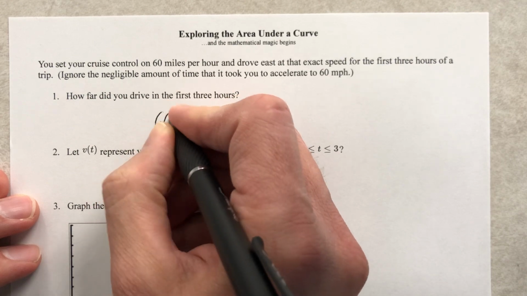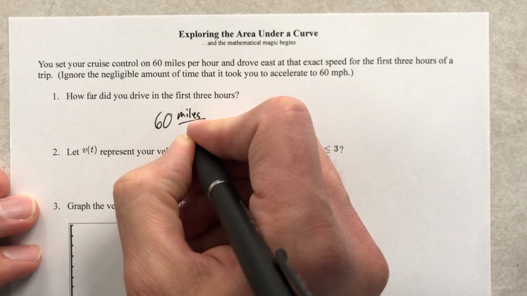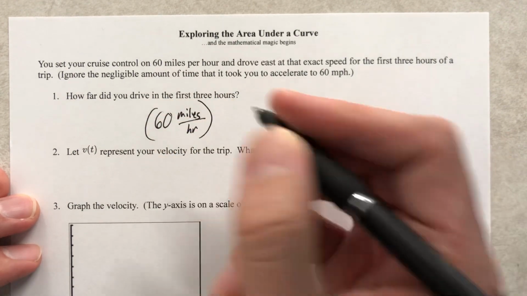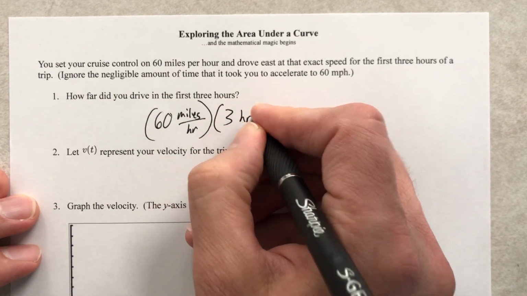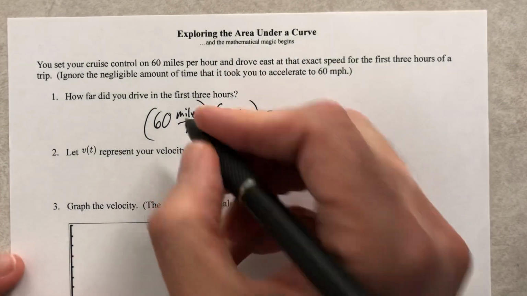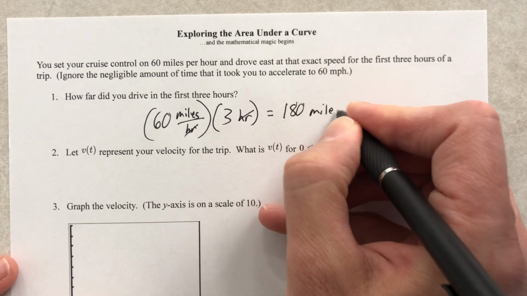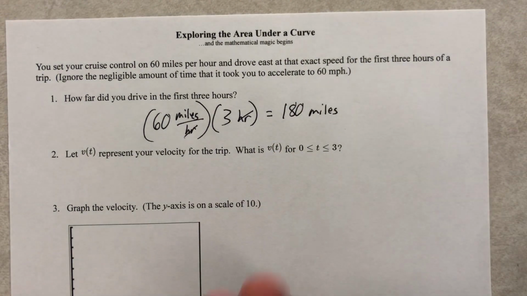It is the rate at which I drove. I'm writing a little bit too much here, but I'm proving a point. It's 60 miles an hour for 3 hours. And I end up with, watch the units here, this is cool, hours cancel, 180 miles. Okay, not rocket science, but just good to know this idea is going to continue.